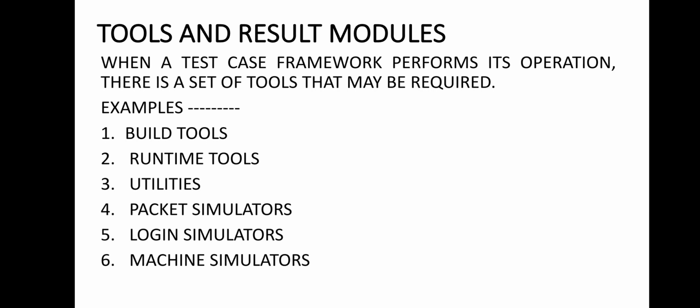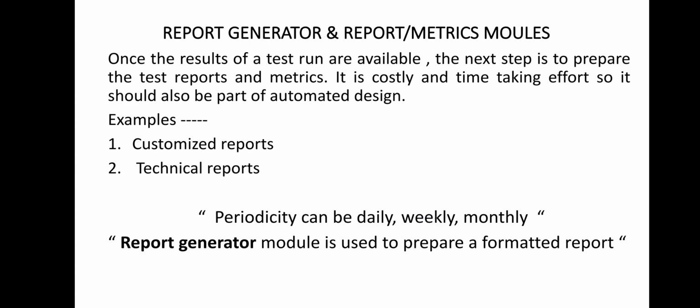Now we talk about the final module, that is the report generator module, or the generation of the metrics module. Those are related to your reports. Once the result of a test run is available, the next step is, based on the measurements, you will convert these reports into some metrics. This is basically a very costly and time-taking effort. It is required for a better and finer product, but you know that. If we are not doing this, then we cannot get a good product. So it is a part of automation design.